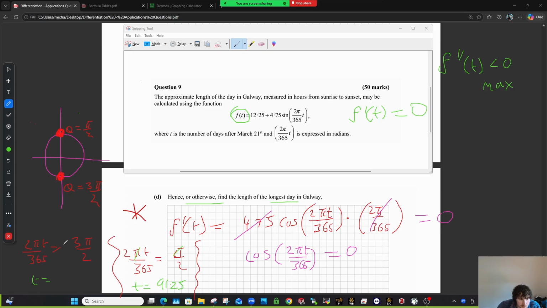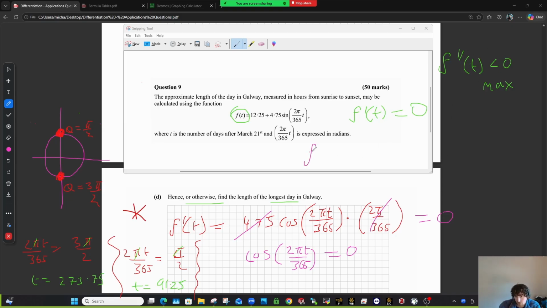you multiply across by the 365 and cancel the pi's. So it's really 3 times 365 divided by 4. So it's 3 times this number, basically. So it's 273.75. One of these will give the max and one of them will give the min. So what we want to do now, you've got to know which one gives the max or min. So you need the second derivative to test this.